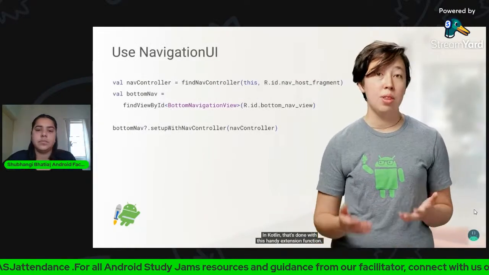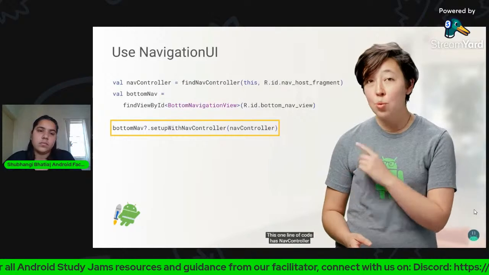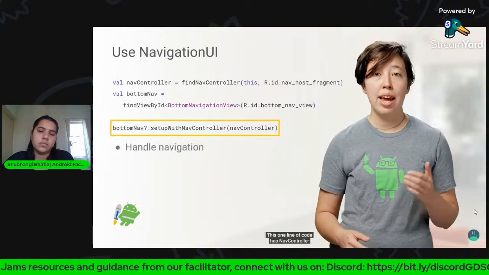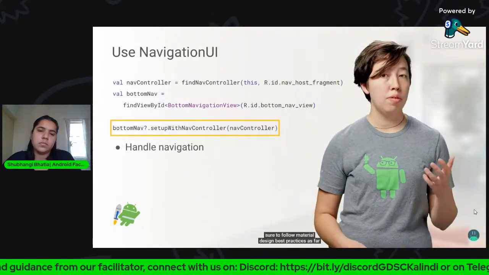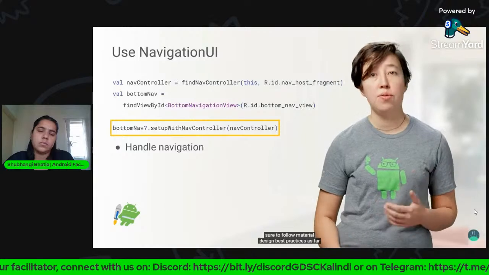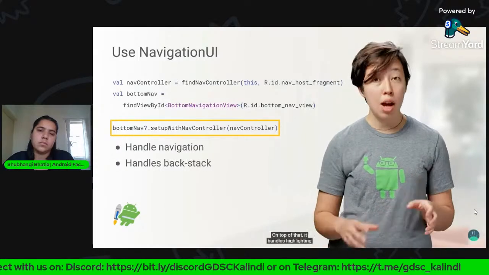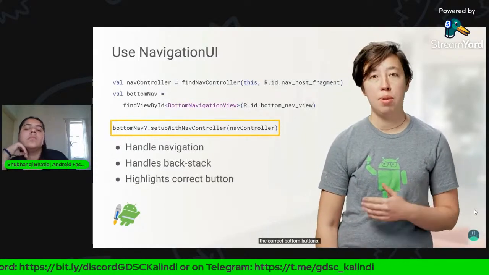In Kotlin, that's done with this handy extension function. This one line of code has nav controller handle the actual navigation, making sure to follow the material design best practices as far as backstack management goes. On top of that, it handles highlighting the correct bottom buttons.